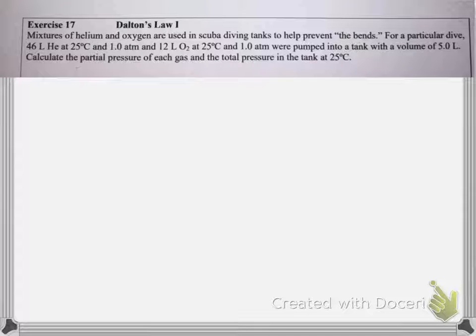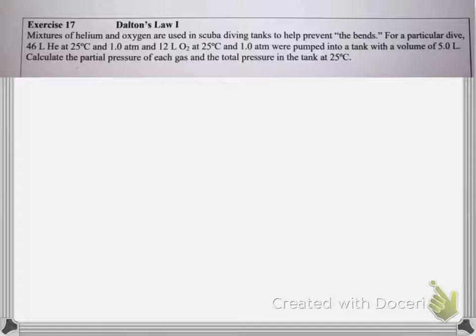In this video, we're going to be going through how to use Dalton's law of partial pressure. We're going to be doing exercise 17 together. So exercise 17 says, mixtures of helium and oxygen are used in scuba diving tanks to help prevent the bends.